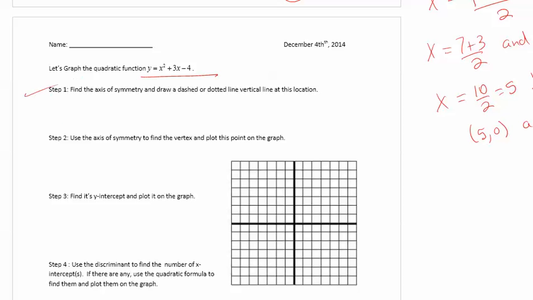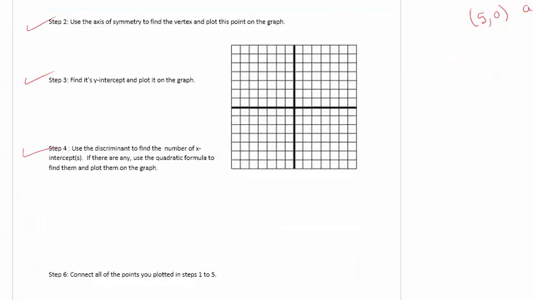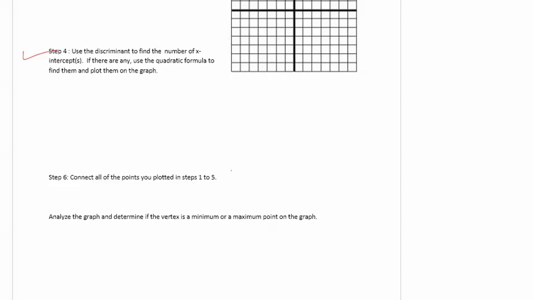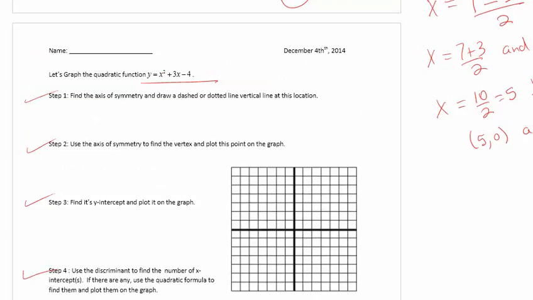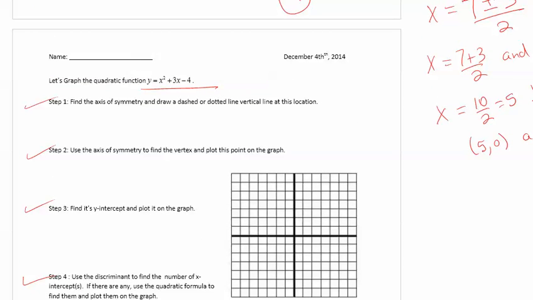Step 1 is to find your axis of symmetry. Step 2 is to use that axis of symmetry to find the vertex. Step 3 is to find the y-intercept by plugging in 0 for x. And then step 4 is to use the discriminant to see if you have x-intercepts, and find them. And then step 5 is to connect all of your points together. Okay, and then analyze the graph to see if it has a minimum or a maximum point. Before you were learning how to read graphs, but now you're learning how to actually find the data algebraically so that you can actually graph your parabola.